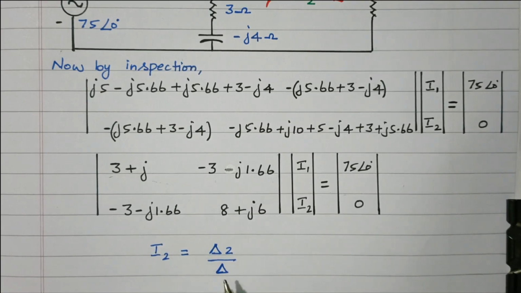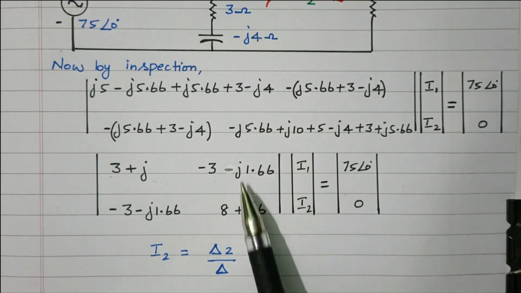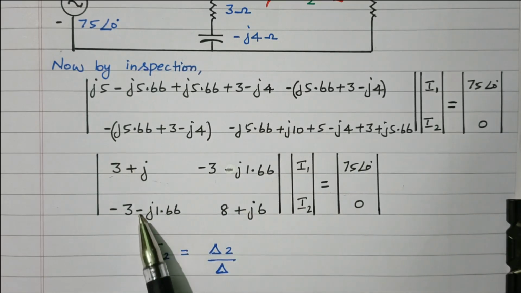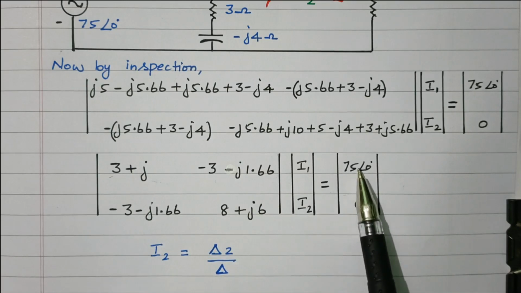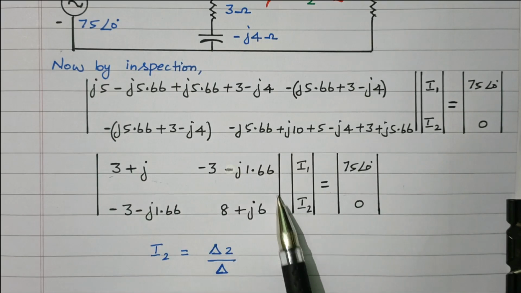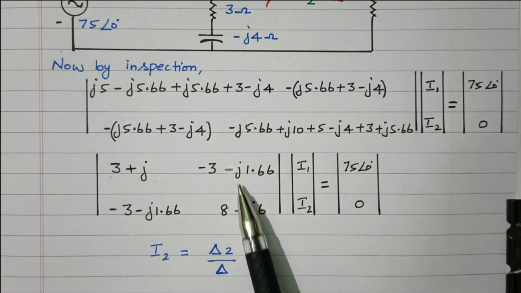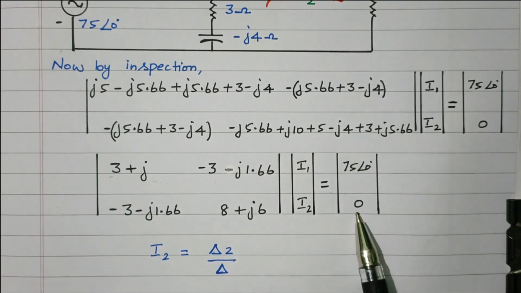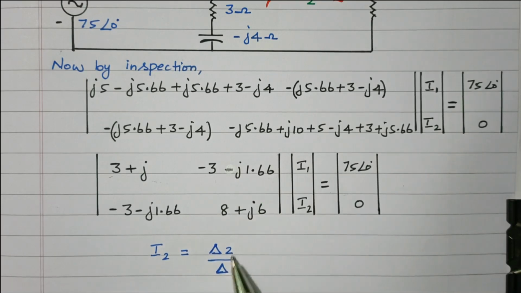What is the delta value? So the determinant of this matrix is called delta. Delta 2 is where the second column is replaced by the voltage matrix. If the first column is replaced by the voltage matrix, it is delta 1. This is delta 2. Right? So the determinant of this matrix is delta. We have to replace the second column with voltage. We need to find the determinant again, that is delta 2. From delta 2 and delta we can easily find the I2 value. Now we'll see how to find delta and delta 2.